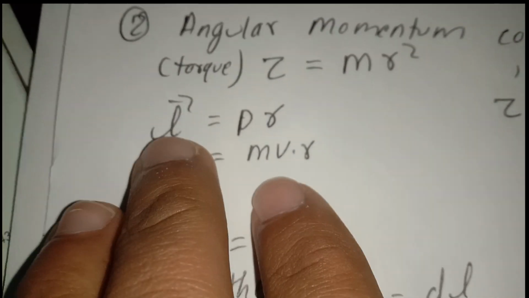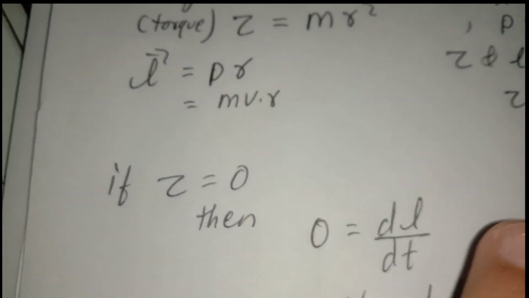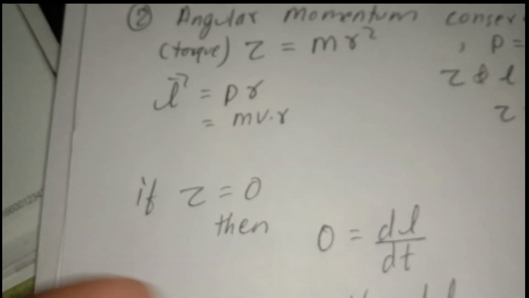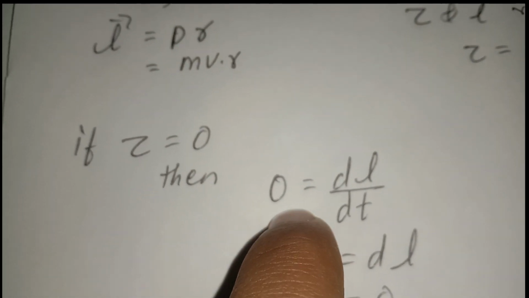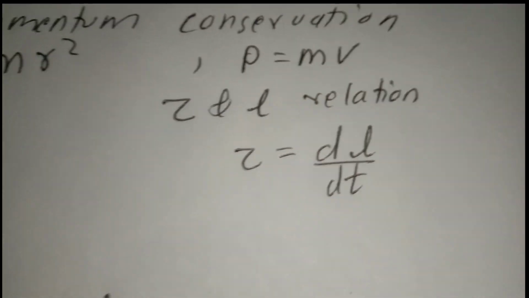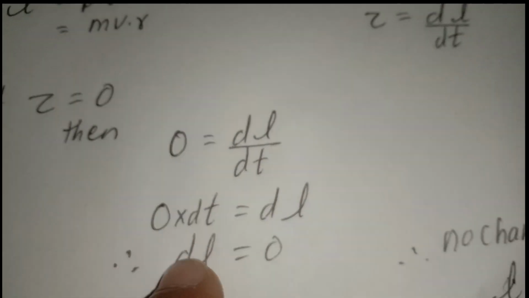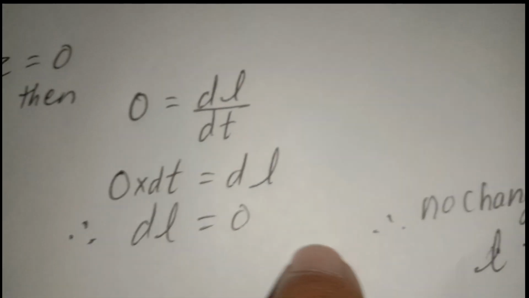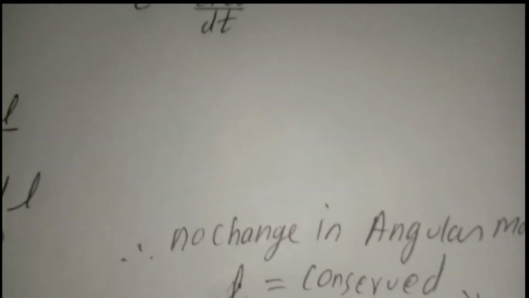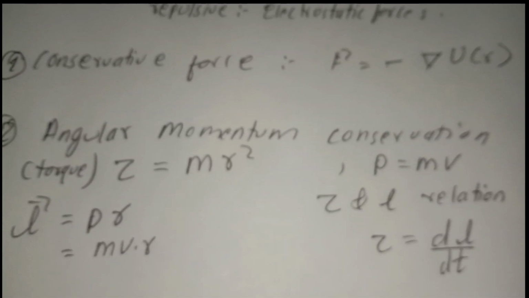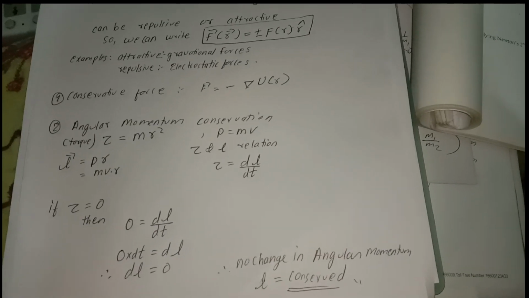Now the main point is that in central force the torque is equal to 0. This is a key property of central force. If tau is equal to 0, then using the relation between tau and angular momentum, 0 is equal to this. So dL is equal to 0. There is no change in the angular momentum. So angular momentum is conserved in central force. This is something we need to know about central force. These are the things that we learned about today.